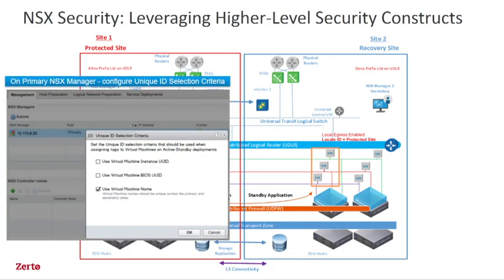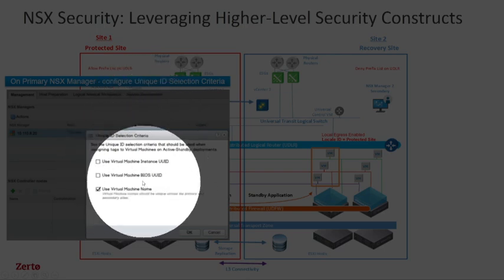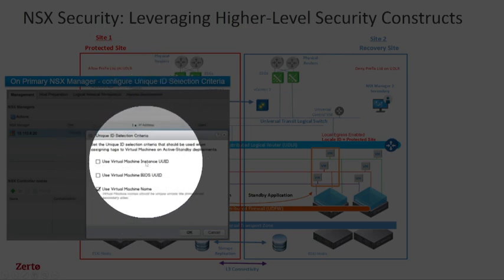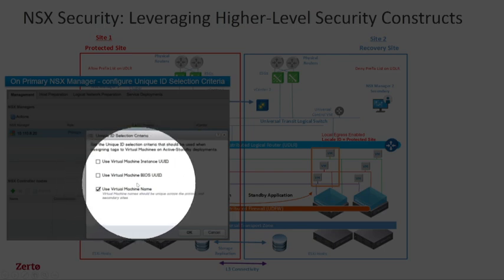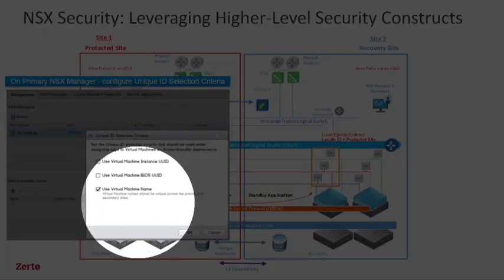First thing I do, go to my primary NSX manager. I configure something called unique selection criteria. You have 3 options here: virtual machine UID, BIOS UID, and virtual machine name. And basically, when Zerto does that disaster recovery orchestration to the secondary or recovery site, those tags have already been synced and they're just sitting there, okay? So now NSX Manager needs a way to know what VMs belong to what tags. And this is what this selection criteria is. So you can use any one of these.